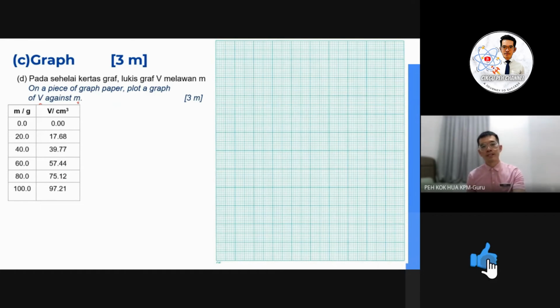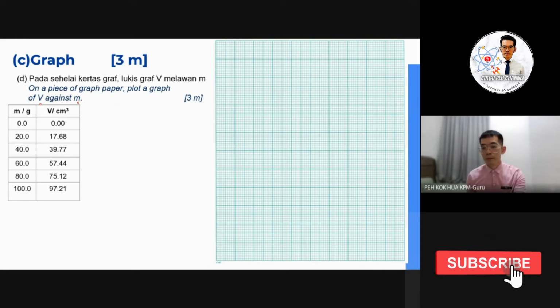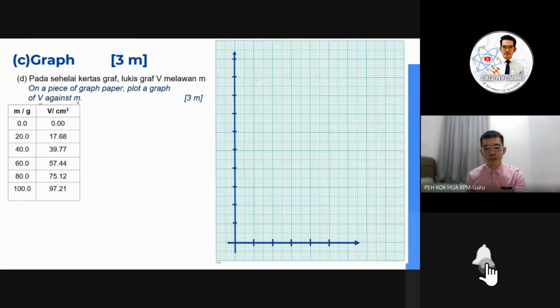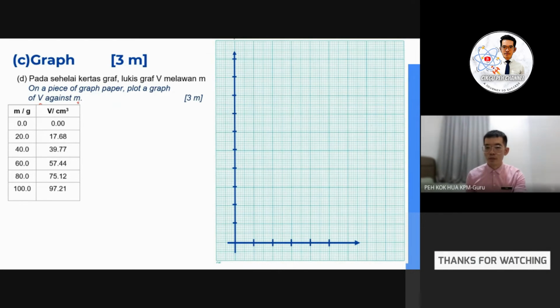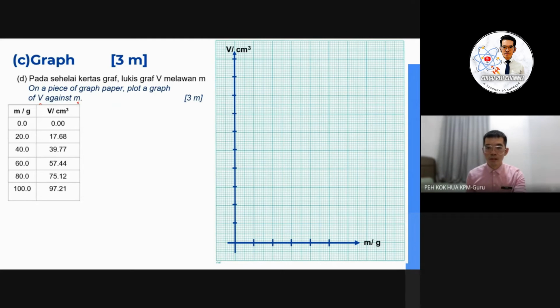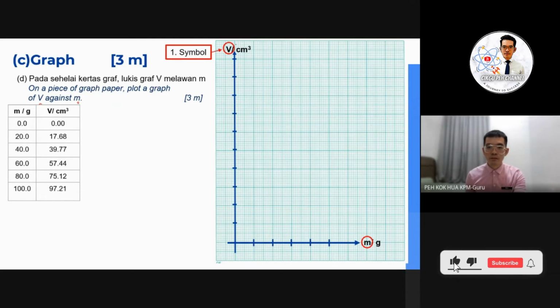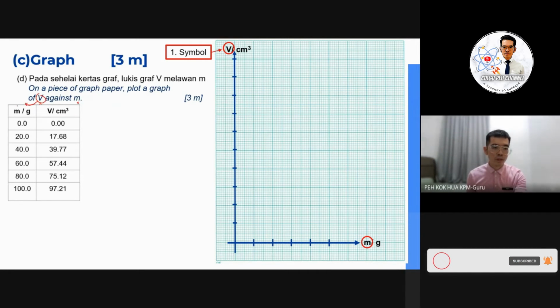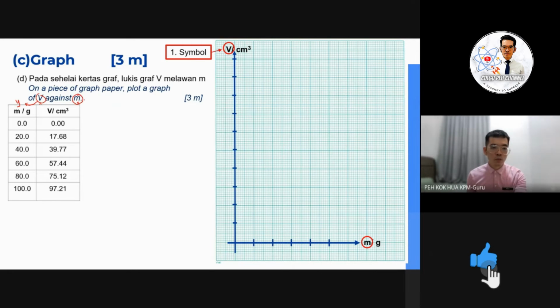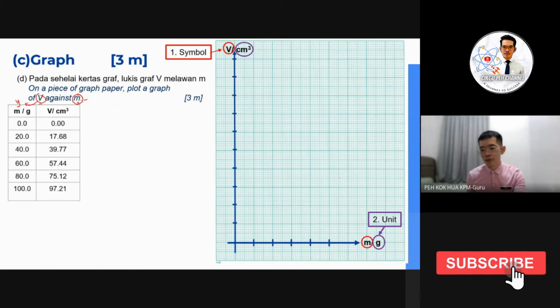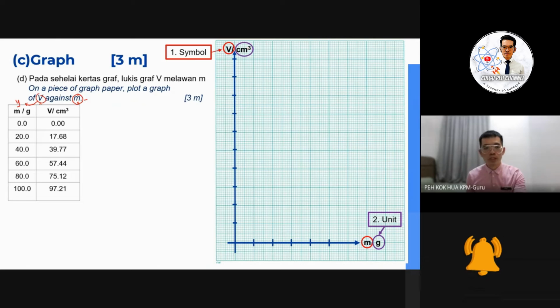There are 6 tips you have to remember when you're plotting the graph here. Firstly, ensure that your axis is within the graph, cannot be too big or too small. Give the symbol correctly: x-axis M and y-axis V. Because the question asks us to plot V against M, the V will be on the y-axis and the x-axis will be the M. Second, give the correct unit for each axis. For the mass it will be gram and the volume will be cm cube.